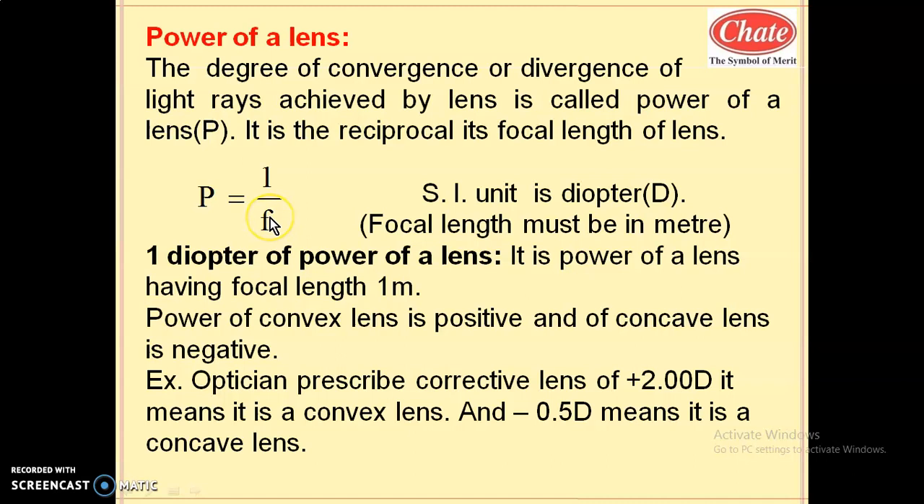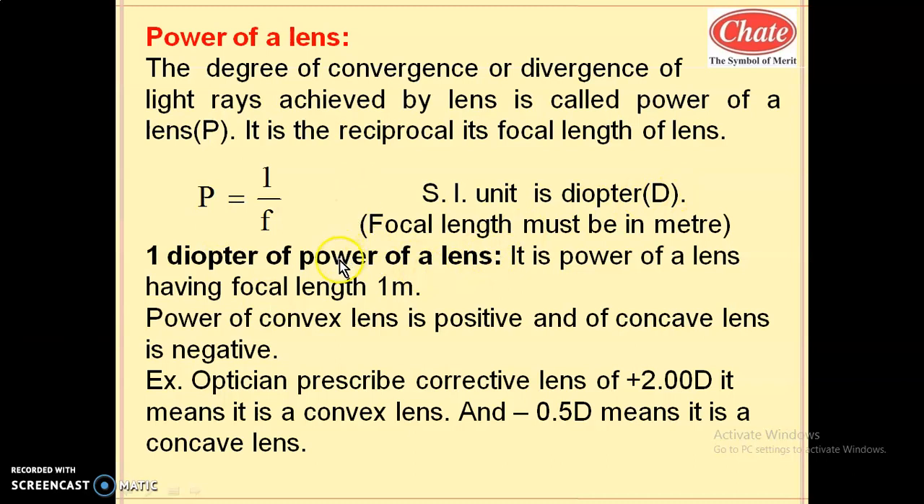Here the f must be in SI system, so focal length must be in meter. If the focal length is in meter, the power of the lens is measured in diopter. It is denoted by capital D. It is the name of a scientist. So the SI unit is diopter, denoted by capital D.